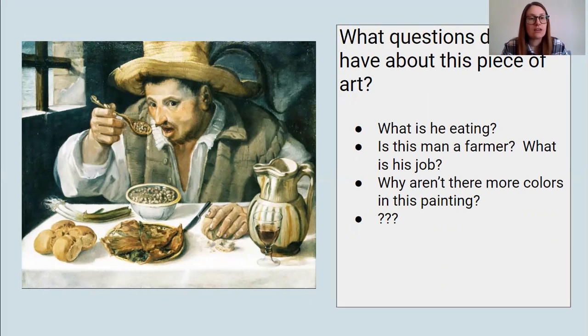Scholars, I want you to think of a question that you have about this piece of art, and I want you to say it out loud. When you're done, put your finger on your nose. Got it? Let's move on.